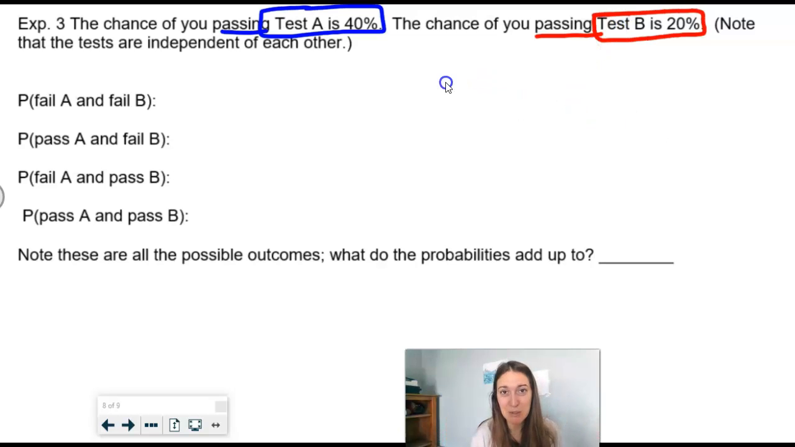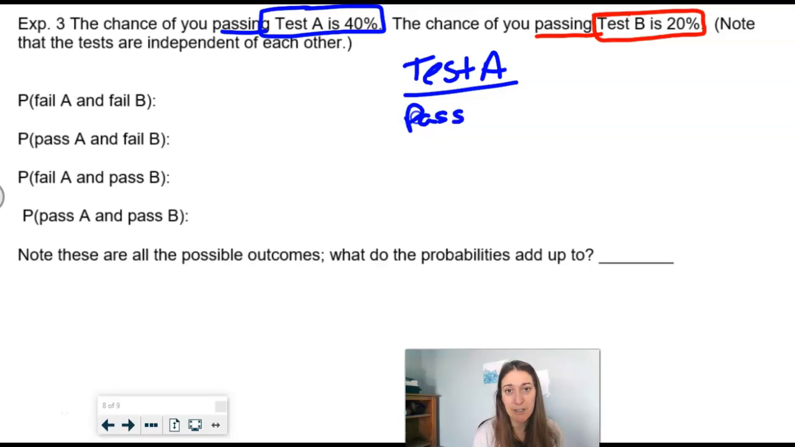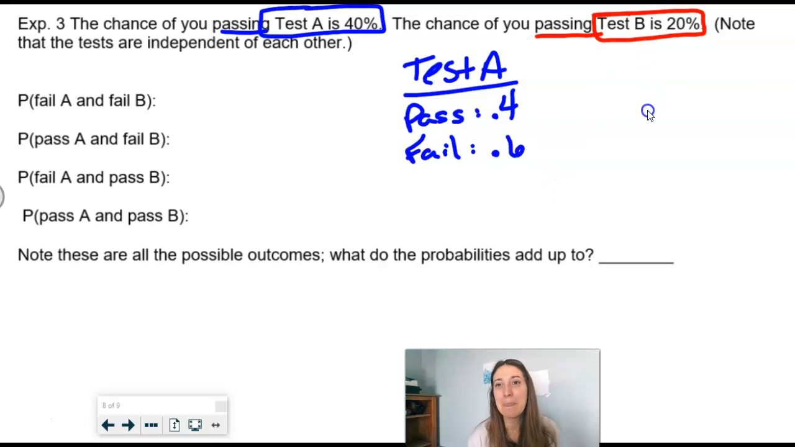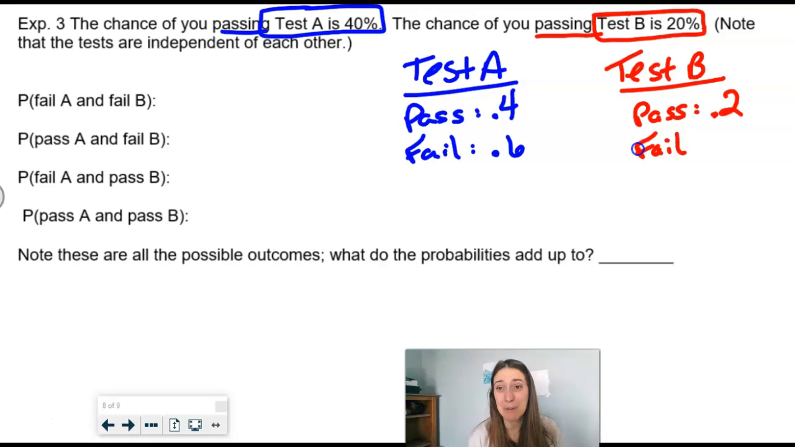Okay. So test A. Let's think about this for a minute. I'm going to pass, and instead of rating it as 40%, I'm going to rate it as 0.4. Pass it, 0.4. Now, for fail, think about the complement rule. That means you're going to fail at 60%, so 0.6. Yikes. And then for test B, you're only going to pass at 20%. That's horrible. Unless this is one of those weird tests you don't want to pass. And then you're going to fail at 80%. So I'm going to call that 0.8.